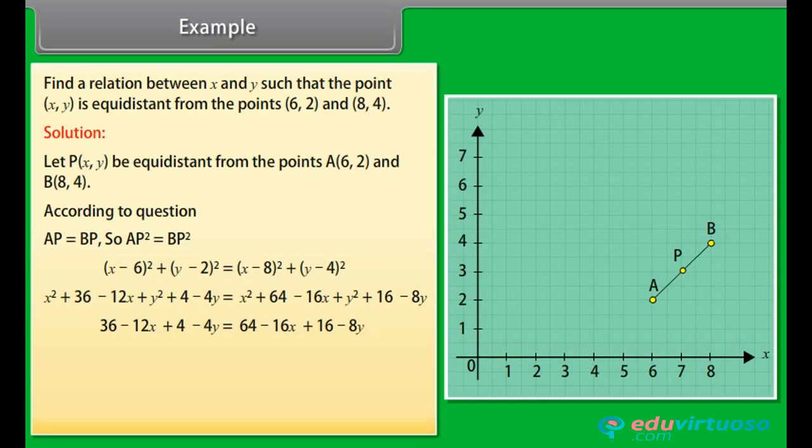36 minus 12x plus 4 minus 4y equals 64 minus 16x plus 16 minus 8y, which becomes minus 12x minus 4y plus 16x plus 8y, which equals 64 plus 16 minus 4 minus 36. 4x plus 4y is equal to 40, which is equal to x plus y, which equals 10.